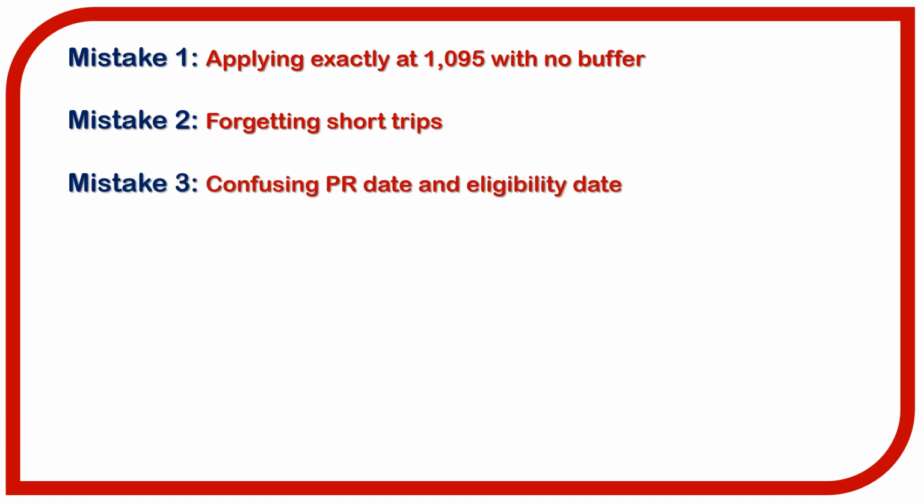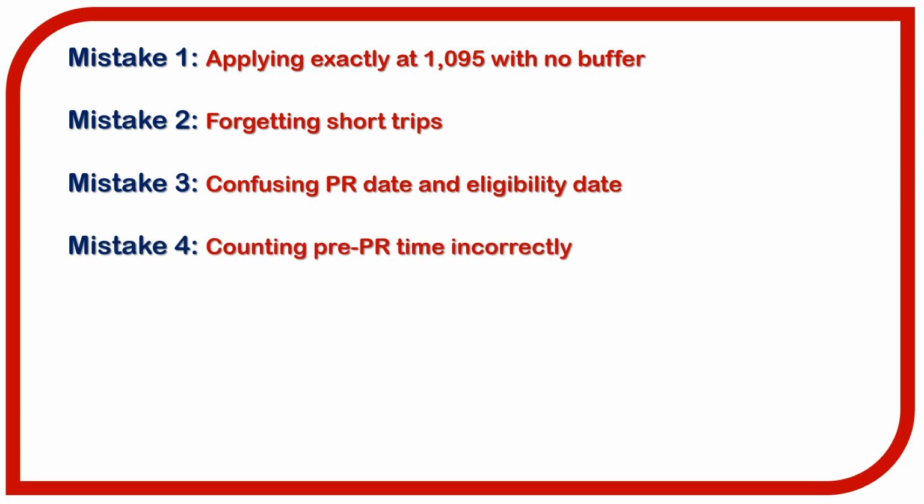Mistake 3. Confusing PR date and eligibility date. Some people think citizenship is simply based on how long ago they got PR. That is not enough. The real issue is physical presence inside Canada during the 5-year eligibility period. Mistake 4. Counting pre-PR time incorrectly. Pre-PR time is generally counted as half days, not full days, and only up to a maximum of 365 days of credit.